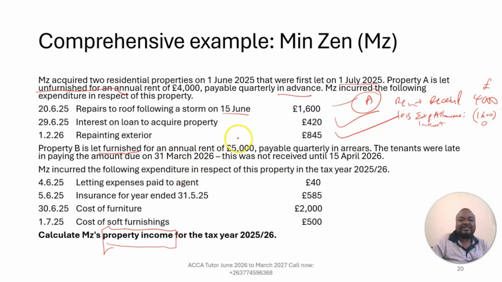Repainting the exterior. If we are repainting the exterior, is that cost allowable? Repainting is a way of restoring the original state of the building, the original status or condition. So repainting is allowable. Repainting, how much? 845.